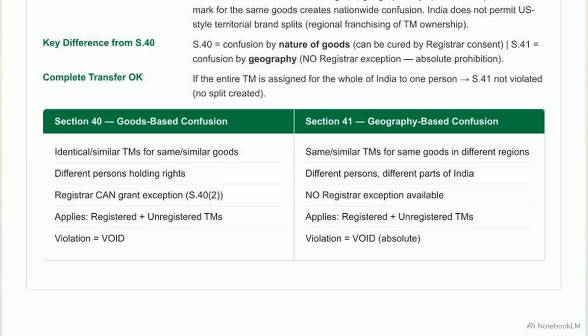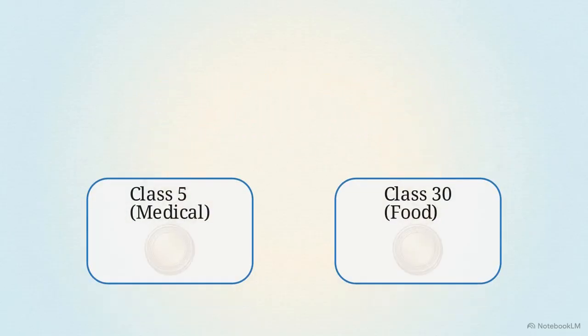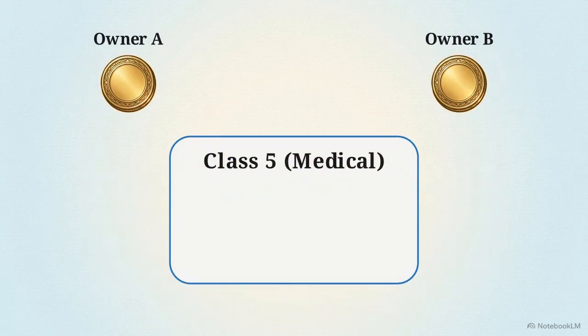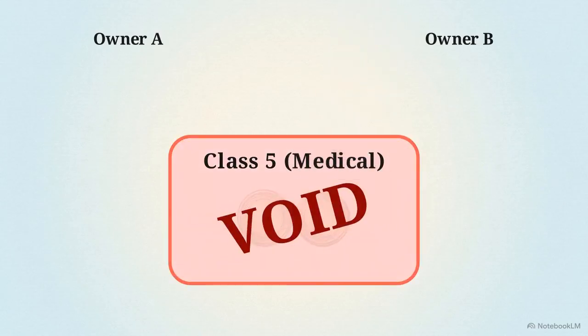This table compares the two primary restrictions. Section 40 prohibits assignments that result in different persons holding exclusive rights to identical marks for the same goods. An assignment violating this rule is void, but there is an escape clause. The registrar may consent to the assignment if satisfied no confusion will arise. Do not confuse Section 40 with the partial assignments we saw under Section 38, subsection 2. Partial assignment by different goods classes is valid. Section 40 specifically targets identical marks ending up with different owners for the exact same goods.